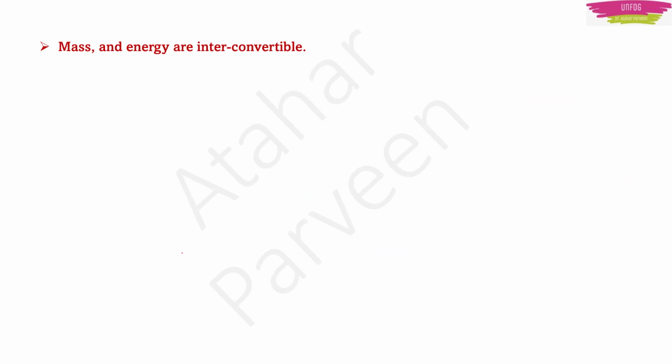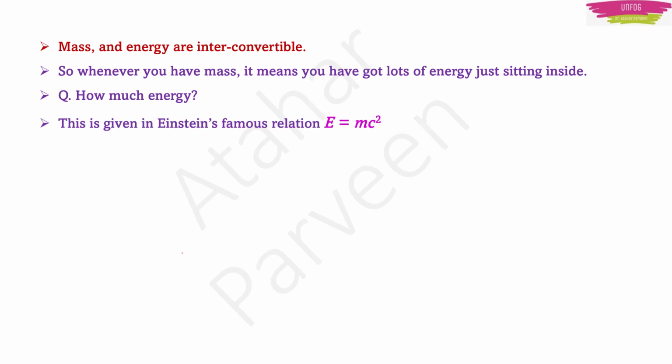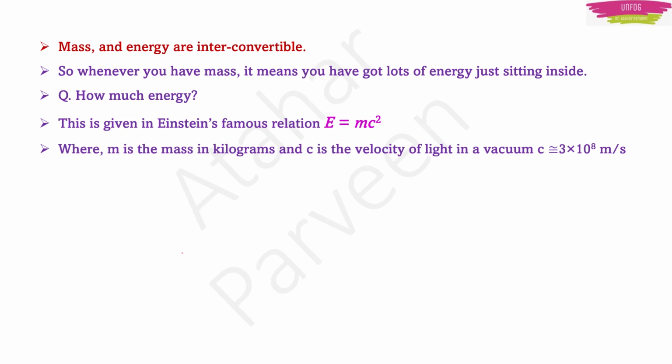Now let's come back to our concept which told that mass and energy are interconvertible. Practically, if you imagine, you will not get this point, right? So I will give you an example. Whenever you have some mass, it means that you are having a lot of energy sitting in that mass. But how much energy is there in that mass? So you can give this energy by E is equal to mc square, where m is mass. This will be in kilograms. You have to remember that mass is always in kilograms and E is equal to mc square. And c is velocity of light in vacuum, which is approximately equal to 3 into 10 to the 8 meter per second.